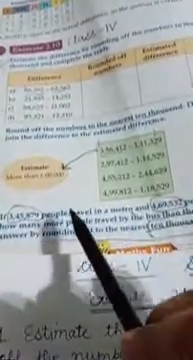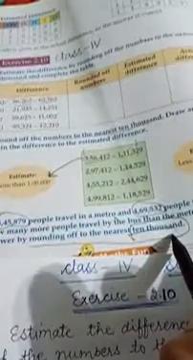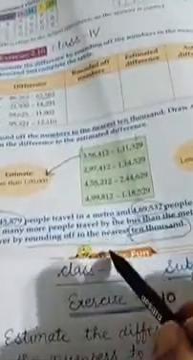Firstly we will do subtraction. This number is bigger, 4,69,532 minus 3,45,879. When we do subtraction with these numbers, it will be the actual difference, and when we round off these numbers to the nearest 10,000 and after that do subtraction, that will be the estimated difference. Yes, in this way we will do this sum. Here we will find out the actual difference and the estimated difference.